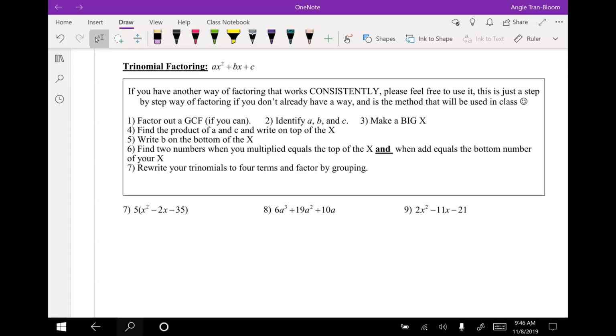Perfect. Maggie, help me read number 5. Write B on the bottom of that. Good. Help me read number 6, please, Grace. Find 2 numbers when you multiply equal to the top of the x, and when add equals the bottom number of the x. Good. And last one, and it's not here. Last one, Hannah. Write your trinomials to 4 terms and factor them. Awesome.